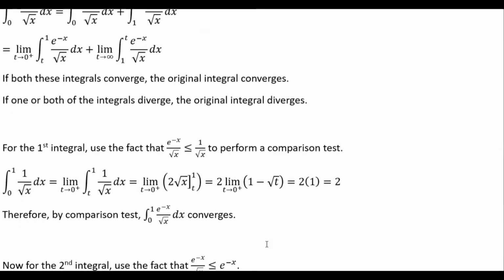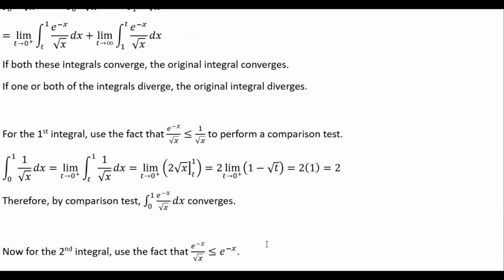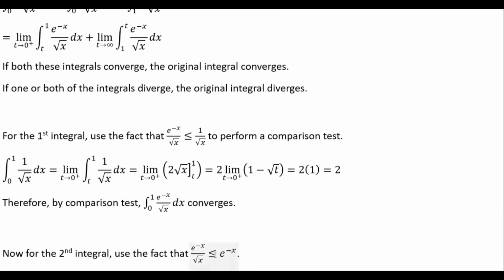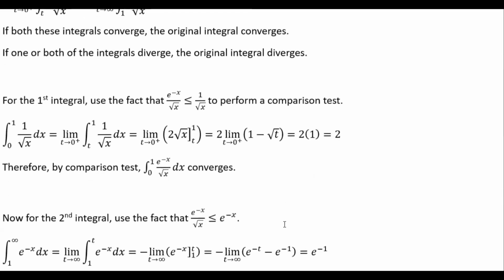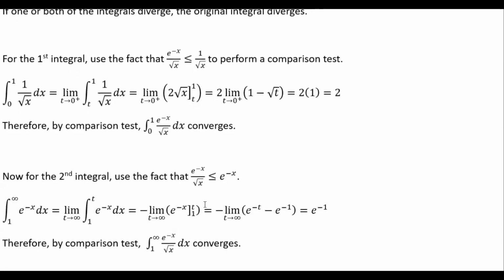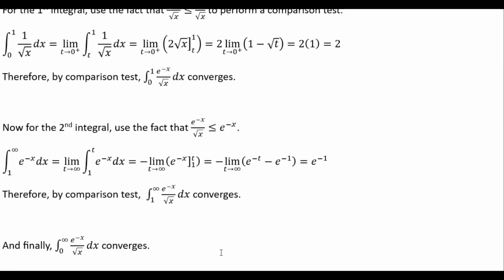Now for the second integral, we do another comparison test. We can compare that our function is less than or equal to e to the negative x. And if we go through the math of doing this improper integral, it's convergent. So by comparison test, this one converges as well. And since both pieces converge, our original integral converges.